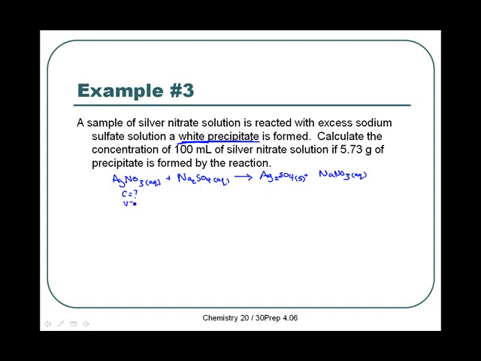We know that the volume is 100 milliliters, and they gave us a mass of 5.73 grams. And now we're actually going to be using both. Now we have a mass. In order to find the moles of my known, I'm going to need the molar mass. So I can calculate that.